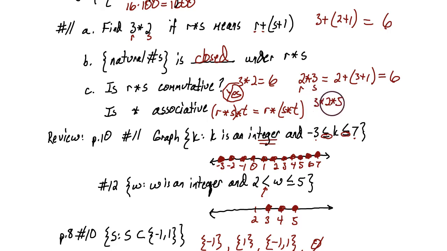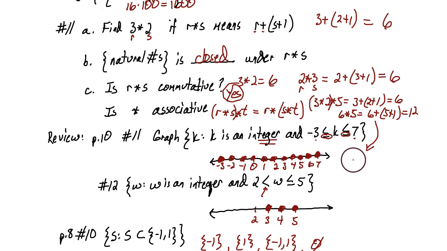What is 3 star 2 star 5 if we group the first 2 together? This becomes 3 plus 2 plus 1, which makes 6, and then we can take that result of 6 and go 6 star 5. This makes 6 plus 5 plus 1, which is 12.